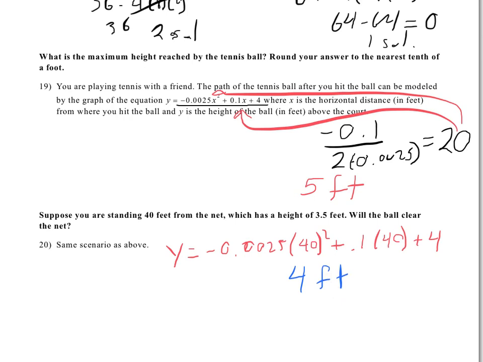So now, whether the ball clears it or not, let's think about it. The ball is 4 feet in the air. The net is 3.5 feet up in the air. I would assume the ball should clear that because it's going to be half a foot over. Okay. An interesting problem would be to try to figure out how far you would have to be away from the net for the ball to hit the net at 3.5 feet in the air.